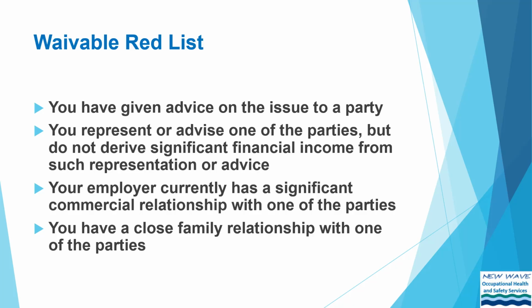The waivable red list looks more at business relationships. Includes such things as you have given advice on the issue to one of the parties, or you represent or advise one of the parties, but you don't get a lot of income from such advice. Or your employer currently has a significant commercial relationship with one of the parties. Or you have a close family relationship with one of the parties.